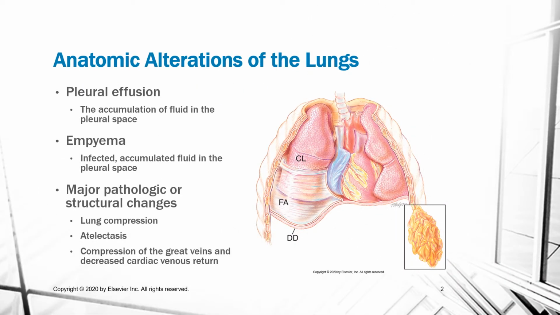A number of pleural diseases can cause fluid to accumulate in the pleural space. This fluid is called a pleural effusion, or if infected, an empyema. Similar to free air in the pleural space, fluid accumulation separates the visceral and parietal pleura and compresses the lungs. In severe cases, atelectasis will develop, the great veins may be compressed, and cardiac venous return may be diminished. Pleural effusion and empyema produce a restrictive lung disorder.